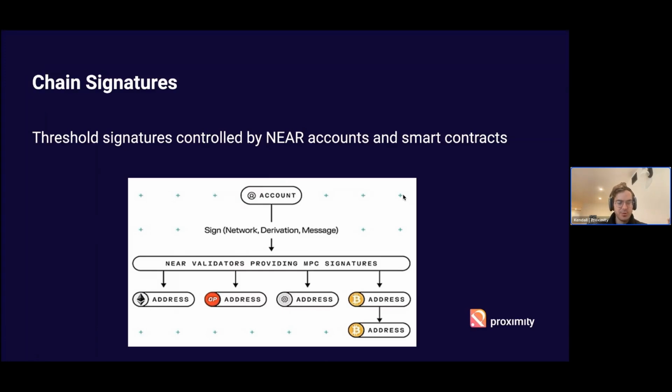The idea is that we are spinning up a network of MPC operators or threshold signature operators who are able to respond to requests from Near accounts and primarily smart contracts to sign arbitrary payloads. So the TLDR: threshold signatures controlled by Near smart contracts or accounts. The major use case we're seeing for this today is effectively using this to take a Near smart contract and sign transactions for Bitcoin, for Ethereum, for Solana, for a bunch of different networks.